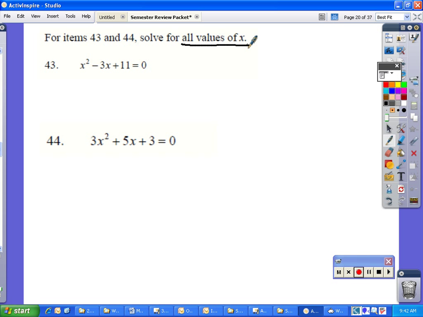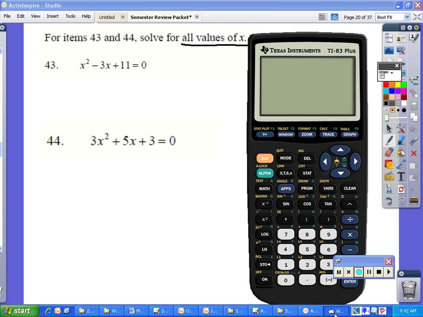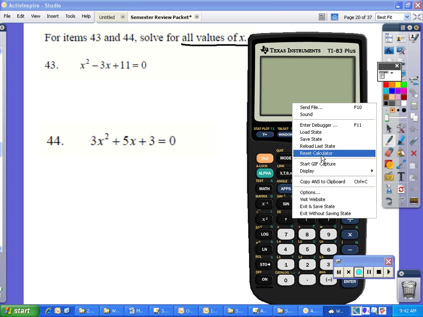This one is actually not able to be factored. I like to start by entering the function in the calculator just to see what I'm looking for in the problem, whether I'm looking for two roots, or whether I'm looking for imaginary solutions, or if they actually cross the x-axis.